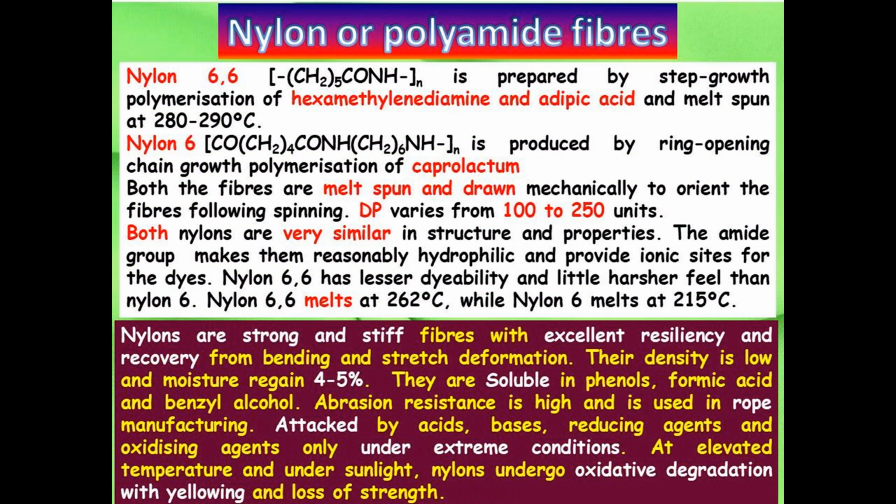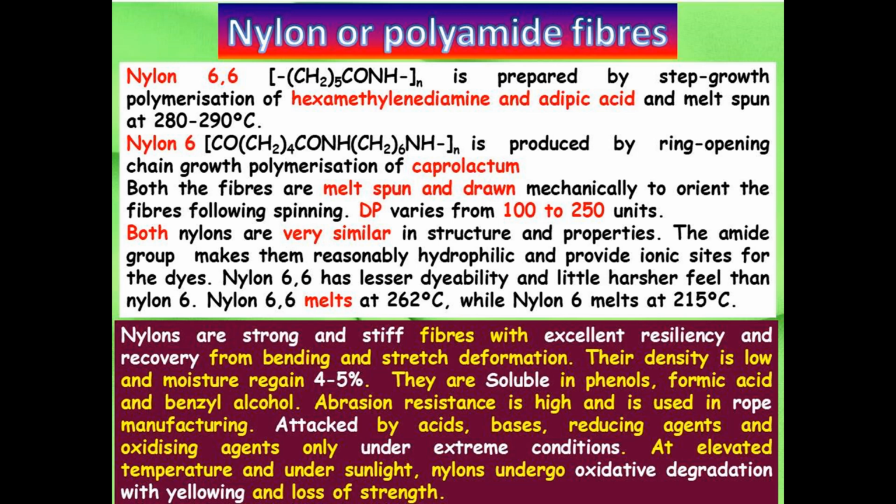Nylon or polyamide fibers. Nylon 6,6, that is (CH2)5CONH, is prepared by step growth polymerization of hexamethylene diamine and adipic acid, and it is melt spun at 280 to 290 degrees centigrade. Nylon 6, CO(CH2)4CONH(CH2)6NH, is prepared by ring opening polymerization of caprolactam. Both the fibers are melt spun and drawn mechanically to orient fibers following spinning. Degree of polymerization DP varies from 100 to 250 units.